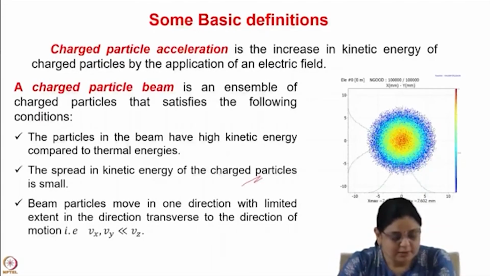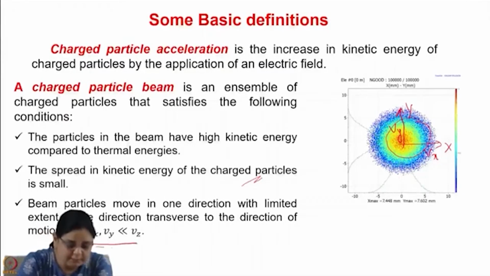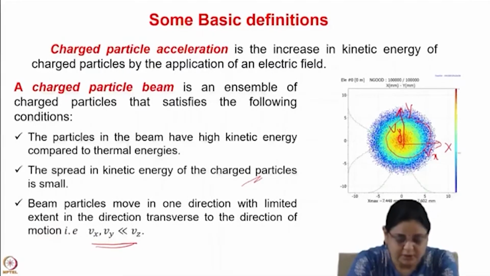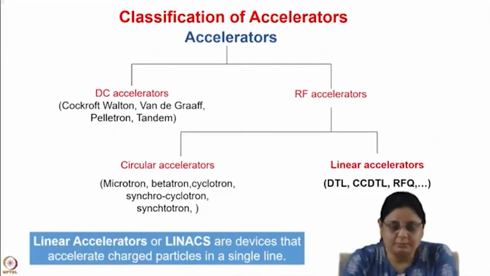Finally, the beam particles move in one direction with limited extent in the transverse direction. Let's say this is a beam and it is propagating in the Z direction, which is the direction coming out of your screen. In the X direction and in the Y direction, the velocities of the particles, Vx and Vy, should be very, very small as compared to the velocity in the Z direction. So they should have limited extent in the transverse direction to the direction of propagation of the beam. Then it qualifies as a beam.